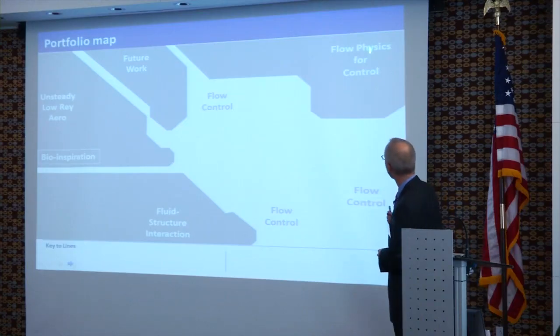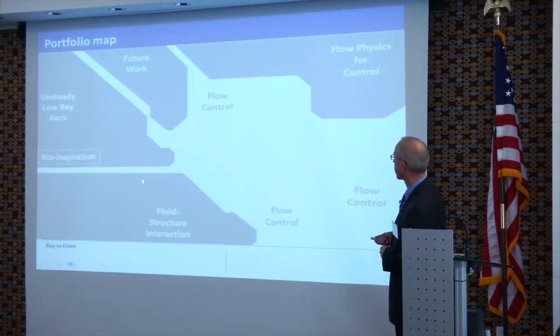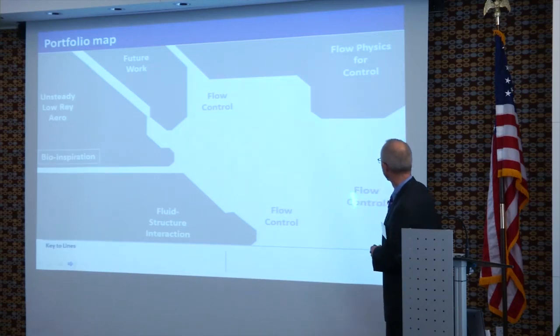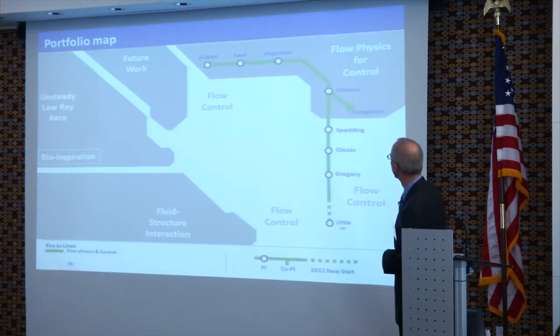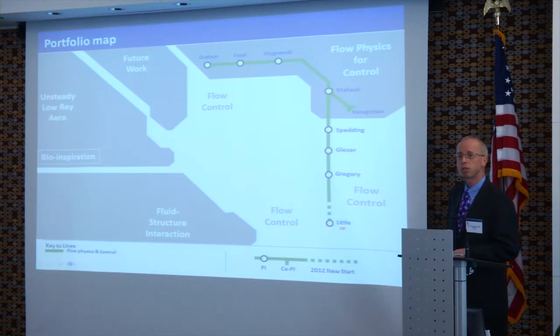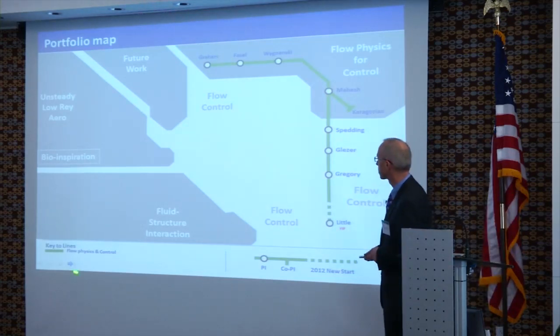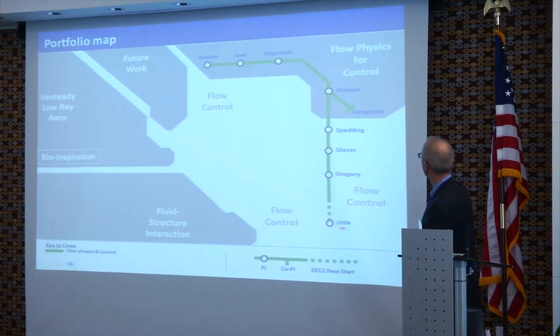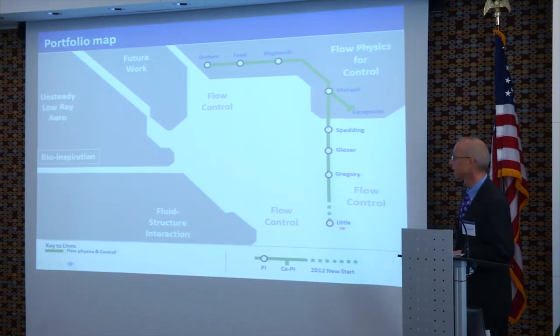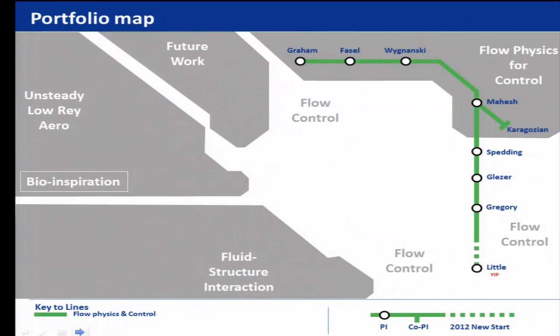Here we have our areas: flow physics for control, unsteady low Reynolds number aerodynamics and bioinspiration, fluid structure interactions, as well as some flow control here. And we're going to start looking at the portfolio. So here are the PIs in certain parts of the program. This is the flow physics and control line, which takes its inspiration from the District line. We're going to talk about a couple of the projects here. Some of these are more basic flow physics oriented, and some of them get to be a little bit more flow control oriented.